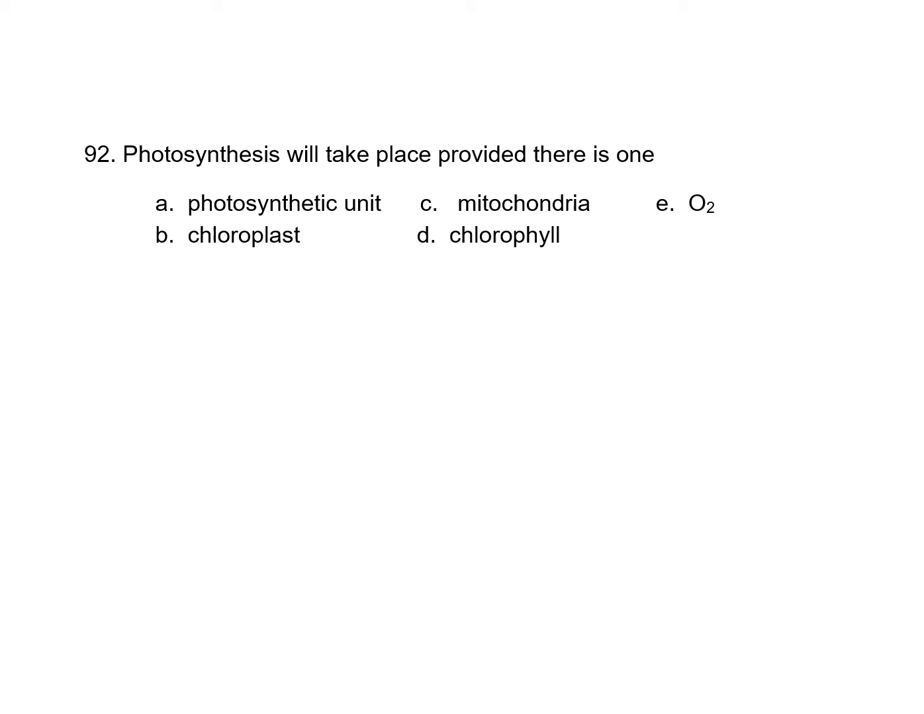Number 92. Photosynthesis will take place provided there is one. A. Photosynthetic unit. B. Chloroplast. C. Mitochondria. D. Chlorophyll. E. O2. The answer is photosynthetic unit.